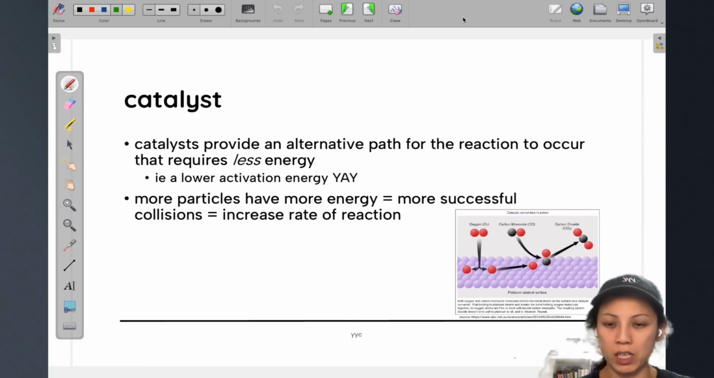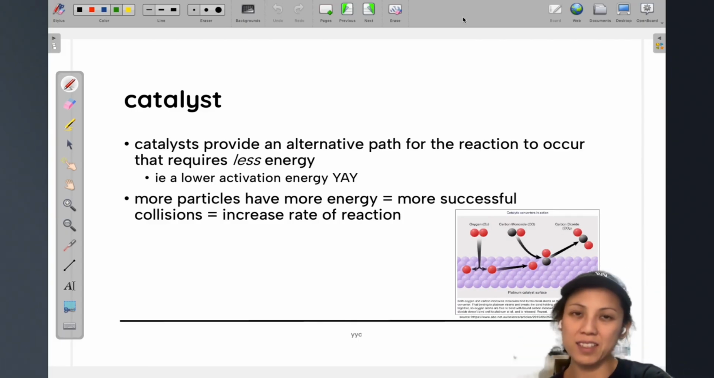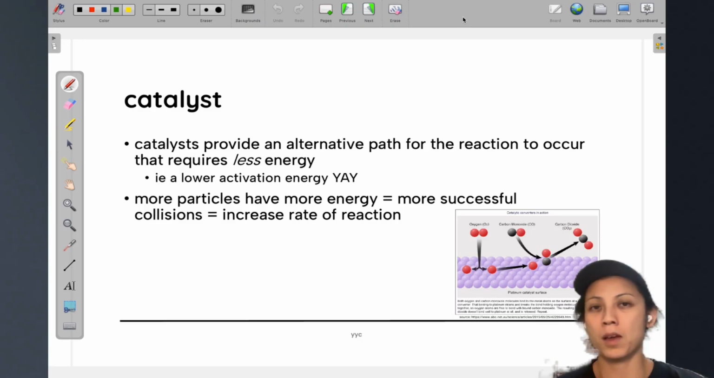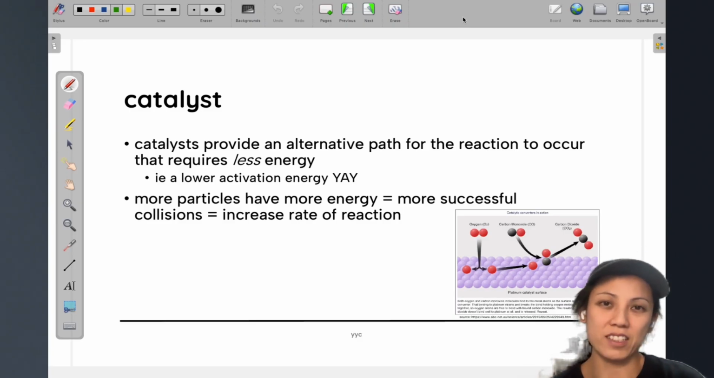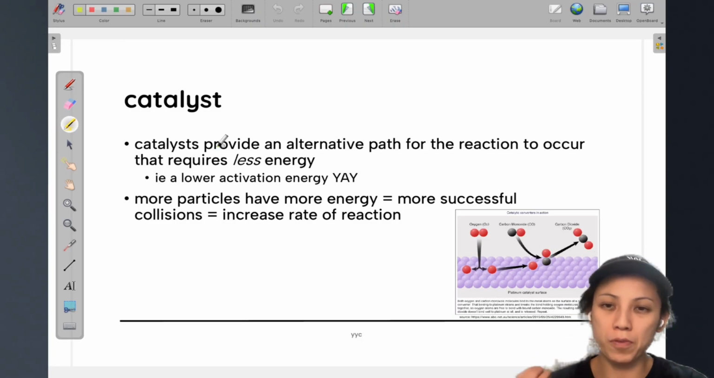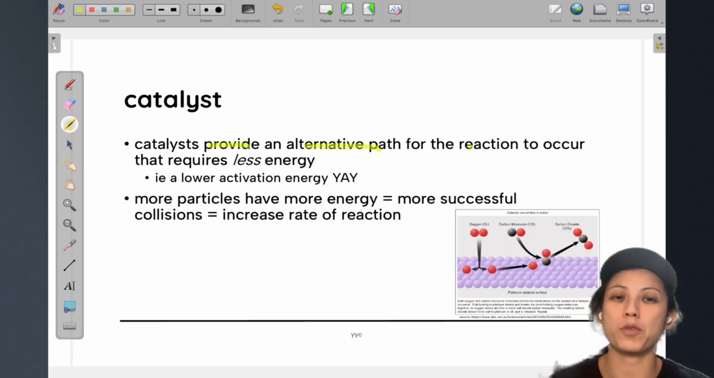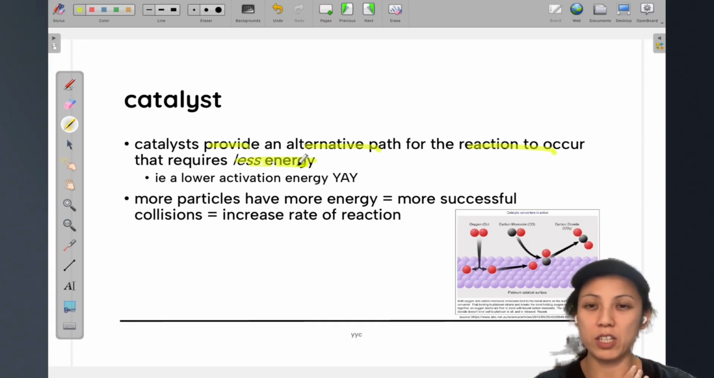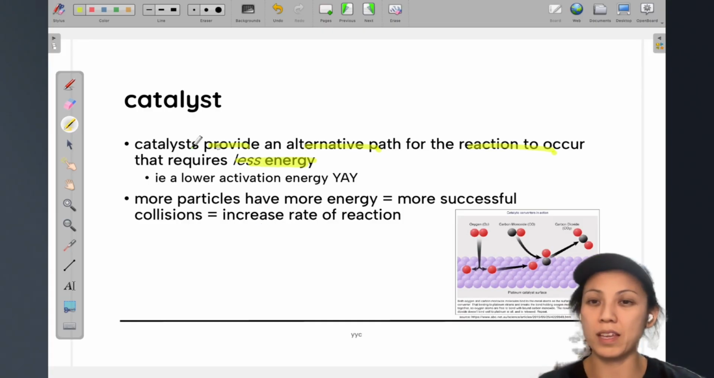Catalysts are really interesting. In chemistry, we call them catalysts. In biology, you'll call them enzymes. It's just a biological catalyst. So if you do biology, you'll know what catalysts do, and that is they provide an alternative pathway for a reaction to occur. And that alternative pathway requires less energy. In other words, they're actually making the activation energy lower.